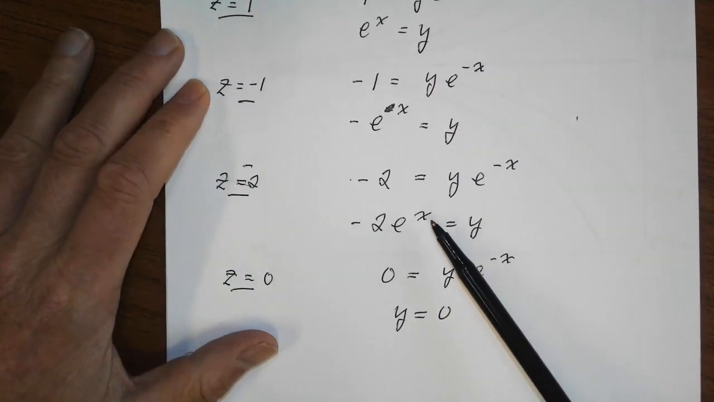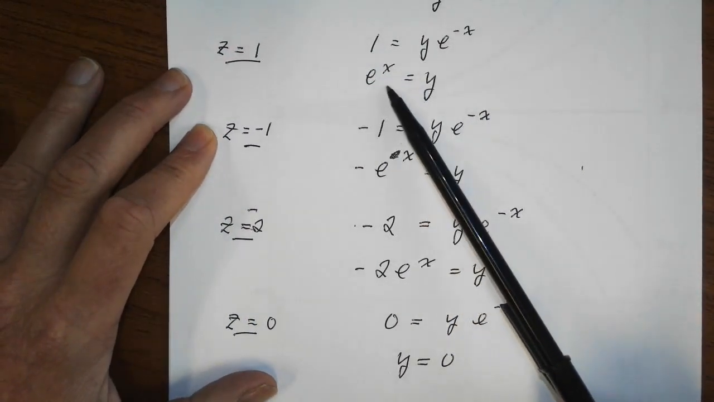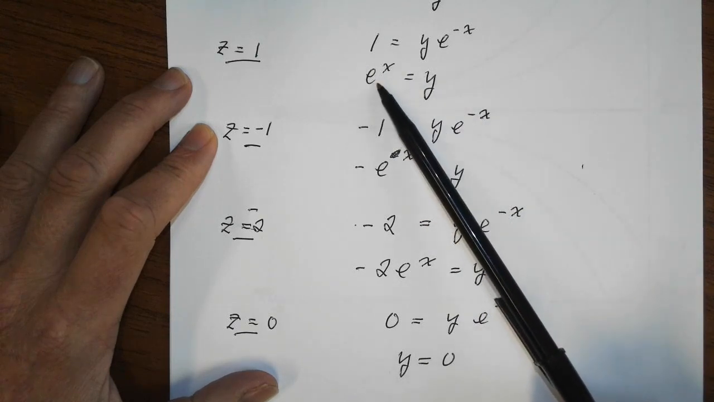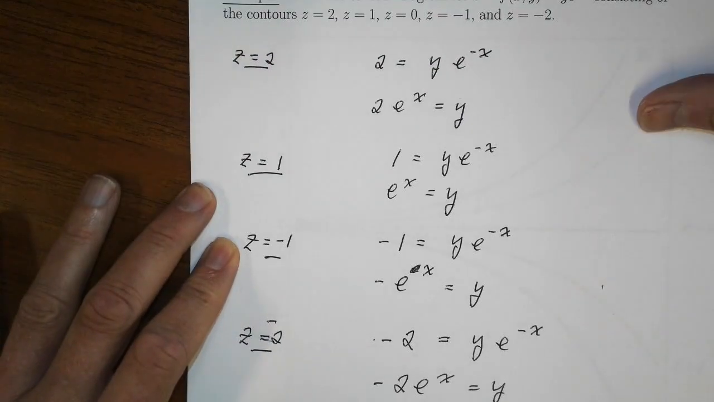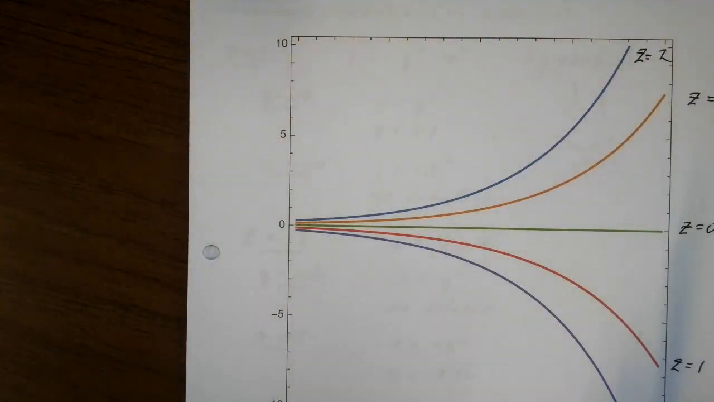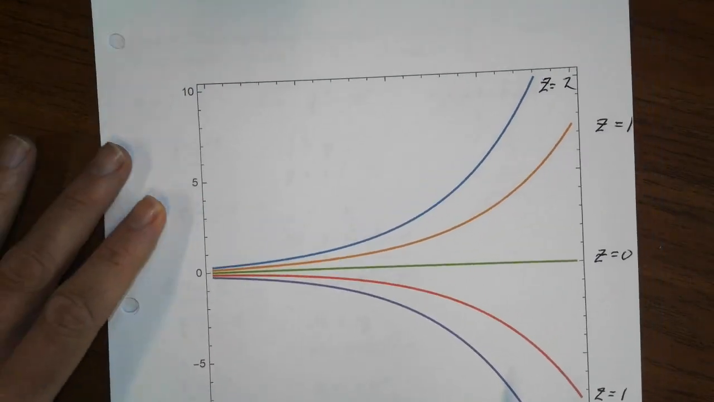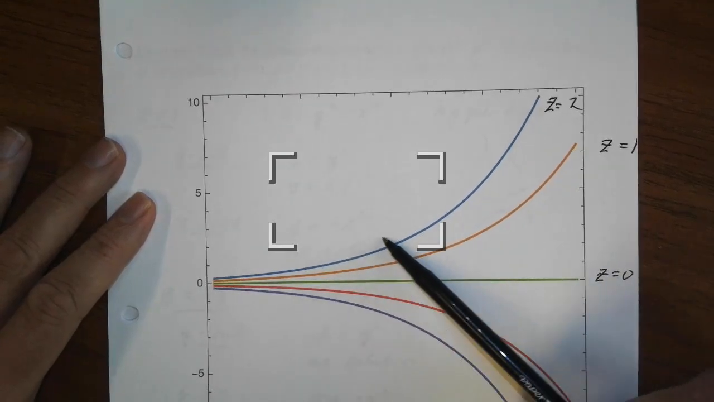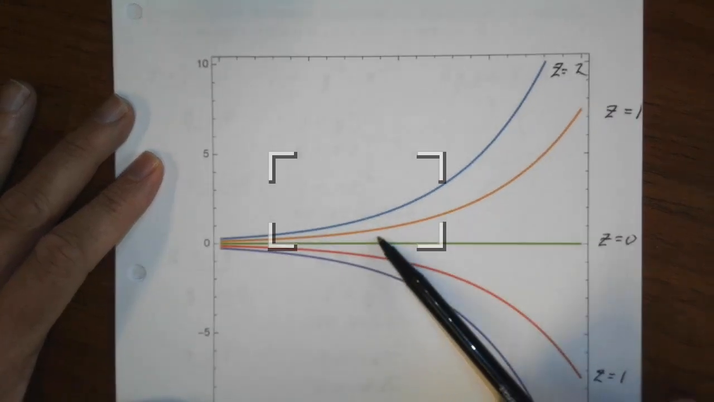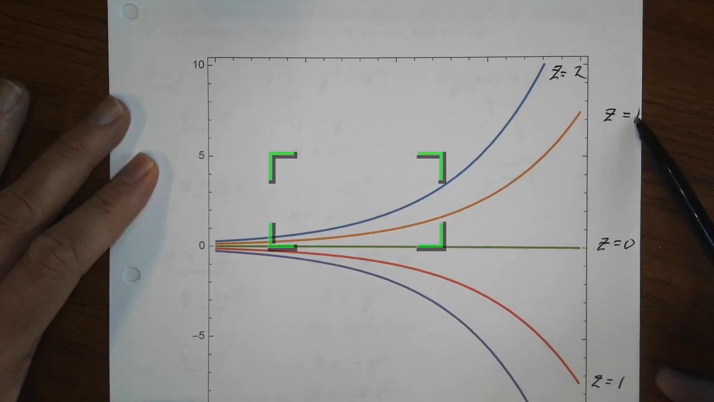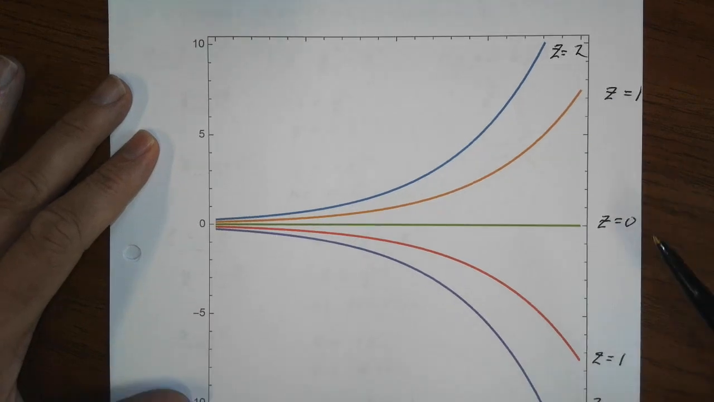Sometimes your contours might consist of curves. For example, our contour diagram is going to have an exponential graph, but it's also going to have a horizontal line y equals 0. Here's what it looks like. This is the contour z equals 2. It's the graph of y equals e to the 2x. This is the graph z equals 1, y equals e to the x.